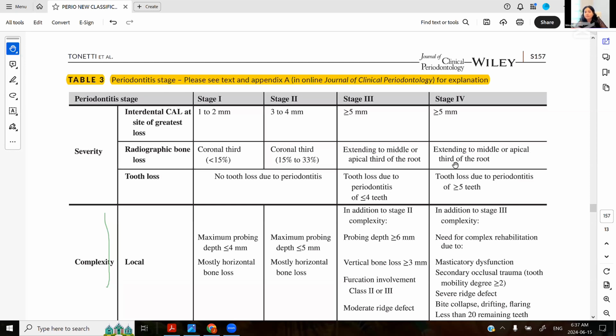Stage 3 and 4, immediately the drifting and flaring will tell me on the OPG, right? The bone levels have to be in the middle or beyond. Tooth loss of 4 or 5 or more, but if bone loss is already there and drifting and flaring is already there, even if the tooth loss criterion is not met, one of the criteria being met still puts our patient in stage 4 or 3. Is that correct?